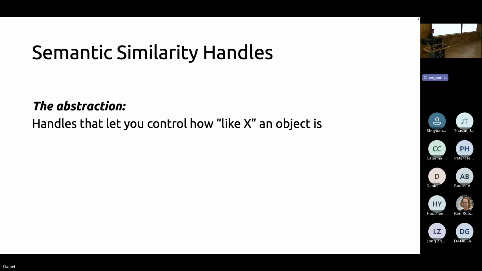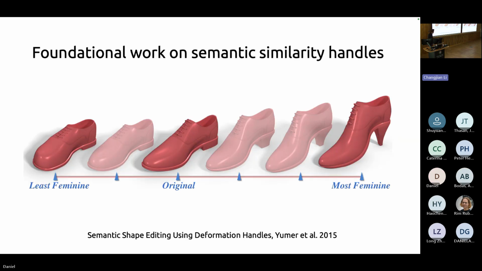And this is by no means a new idea. I think the first time I ever saw this was over 10 years ago, this paper by Ersin Yumer, Siddhartha Chaudhuri and others, semantic shape editing using deformation handles, where they built a system where you could take an object, and they had a predefined set of axes that were quite abstract by that time's standards, like how feminine a shoe was, and you could drag along the slider.